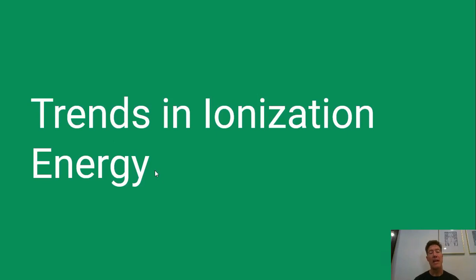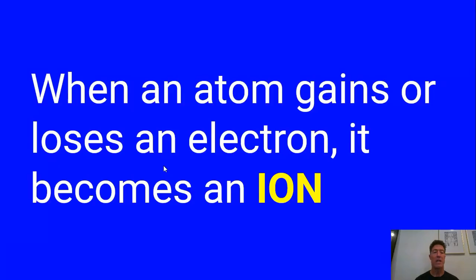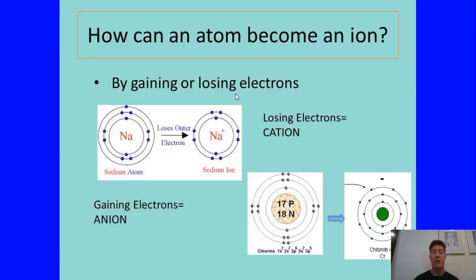Now let's go to the second trend, trends in ionization energy. When an atom gains or loses an electron, we know that it becomes an ion. Gaining or losing electrons changes the electric charge. So here's a sodium atom becoming a sodium ion. It loses its outermost valence electron. It likes to do that. And then it forms this more stable octet by getting rid of that electron.